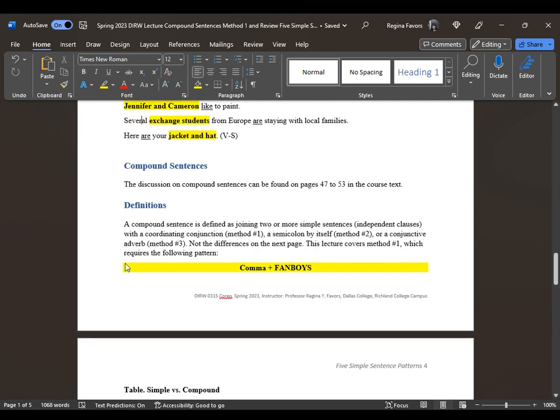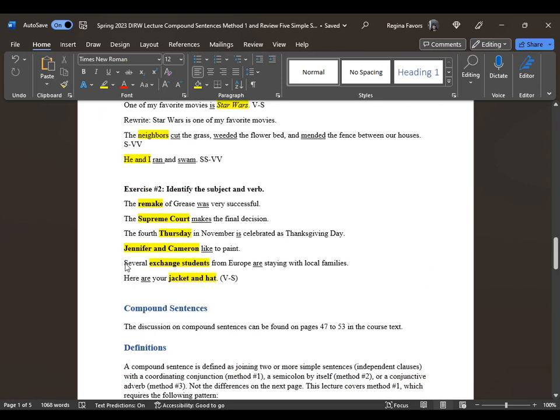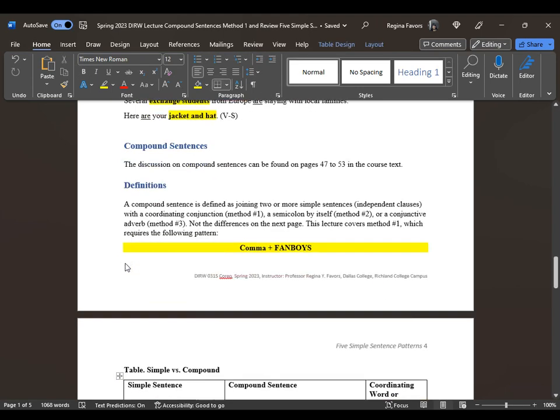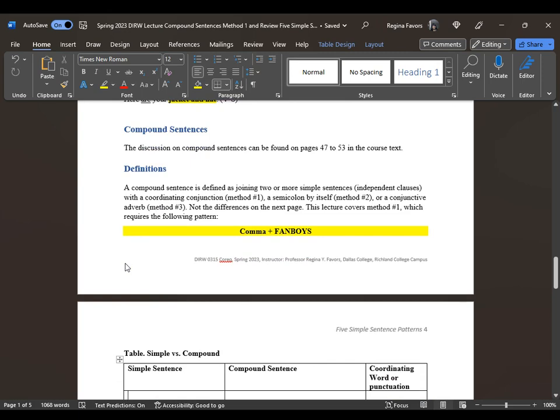And I understand that jacket and hat is already the subject of the sentence, so we know it's in plural form. That means you immediately find where the verb is, and that should also be in plural form. So let's get into compound sentences. The discussion on compound sentences can be found on pages 47 to 43.